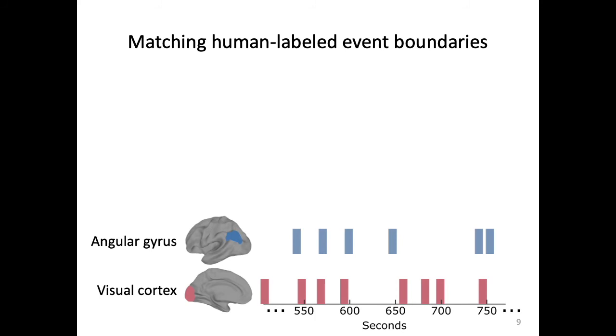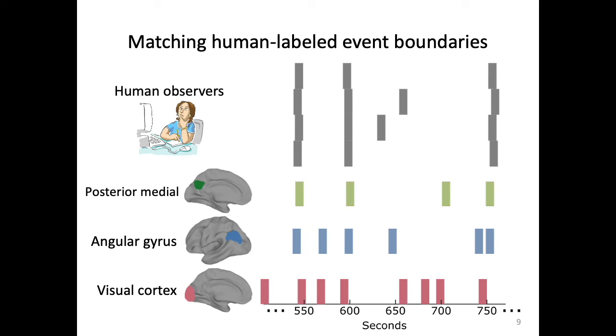After identifying event boundaries of this model in different brain regions, we can compare those boundaries to those annotated by human observers. What we've found in general is that regions such as angular gyrus and posterior medial cortex tend to have event boundaries that correspond well with those identified by human observers.